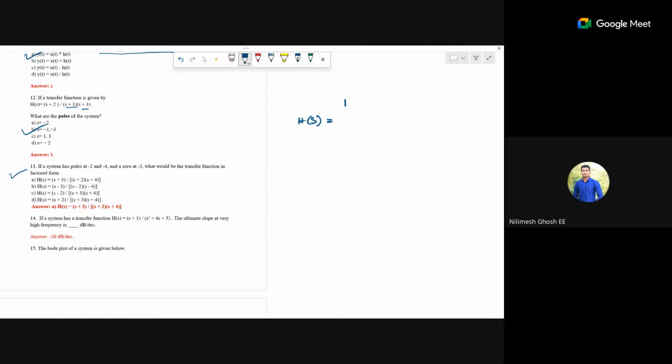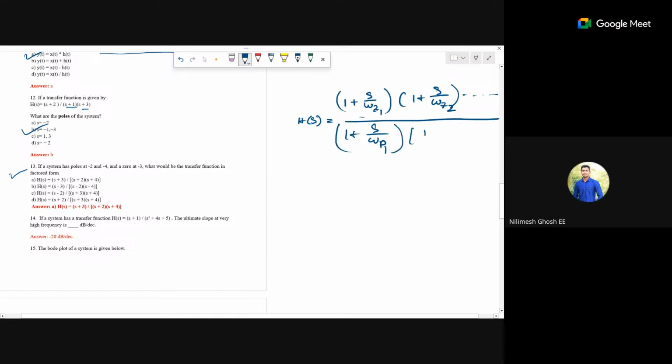The general form of our system is K into (1 plus s by omega z1) into (1 plus s by omega z2) and so on, divided by (1 plus s by omega p1) into (1 plus s by omega p2), like this. Omega p are the poles and omega z are the zeros. Also, some DC gain is there, obviously.